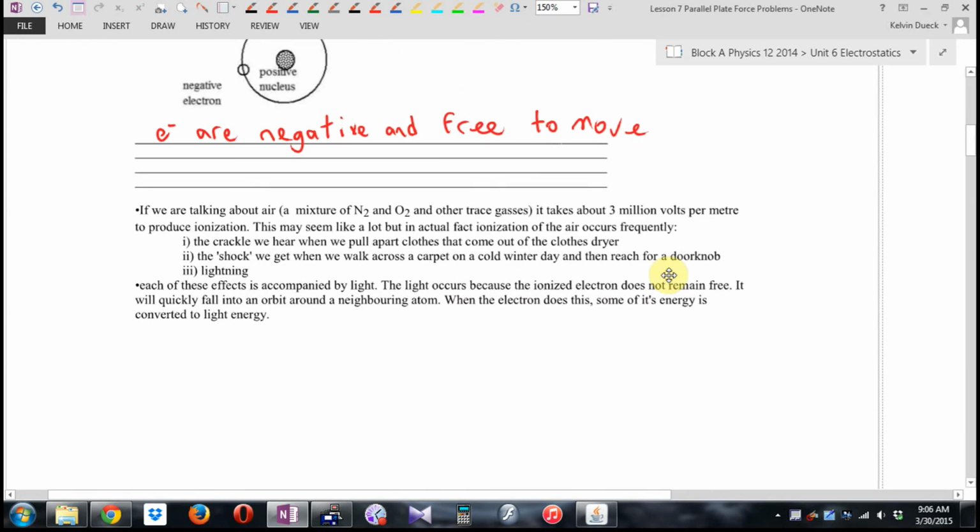Each of these effects is accompanied by light. The light occurs because the ionized electron does not remain free. It quickly falls into the orbit or shell of a neighboring atom, and it has some extra energy. The energy has to go somewhere, so it gives off a photon of light. That's why there's a spark when you shock something.